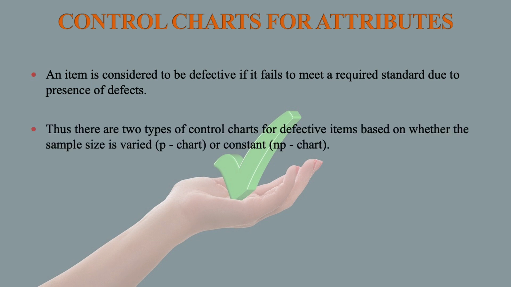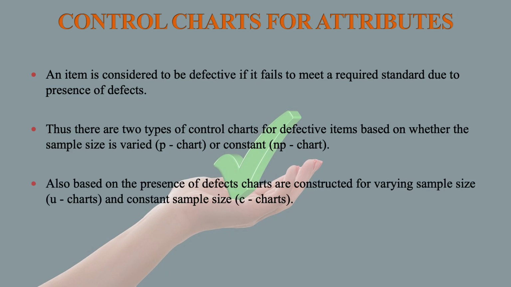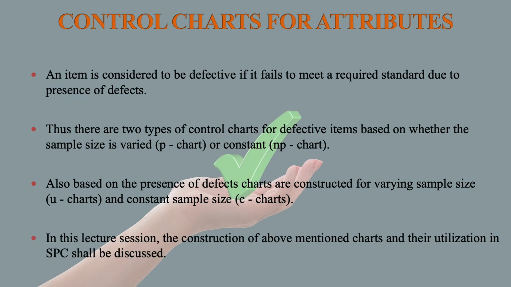Thus, there are two types of control charts for defective items based on whether the sample size is varied, that is P chart, or constant, that is NP chart. Also, based on the presence of defects, charts are constructed for varying sample size, that is U chart, and constant sample size, that is C chart. In this lecture session, the construction of the above mentioned charts and their utilization in statistical process control shall be discussed.